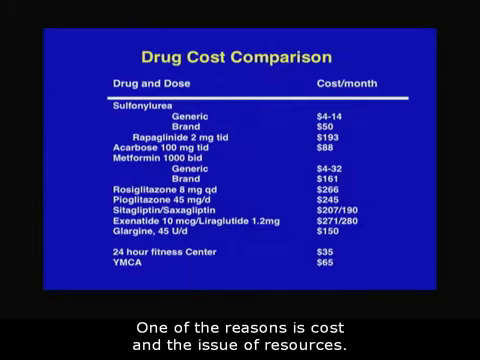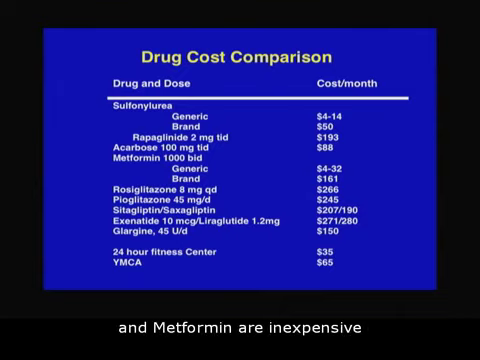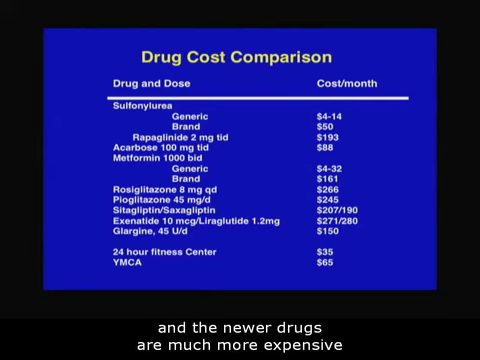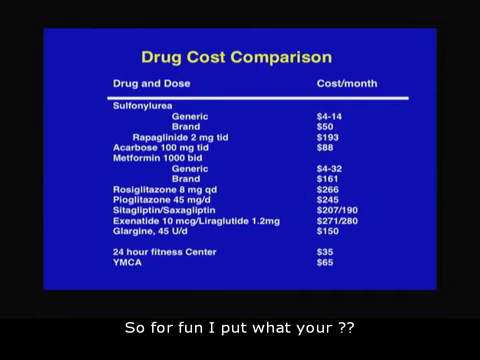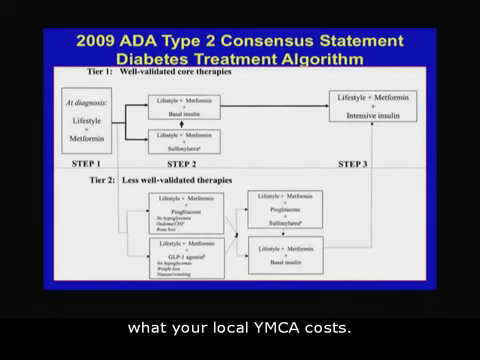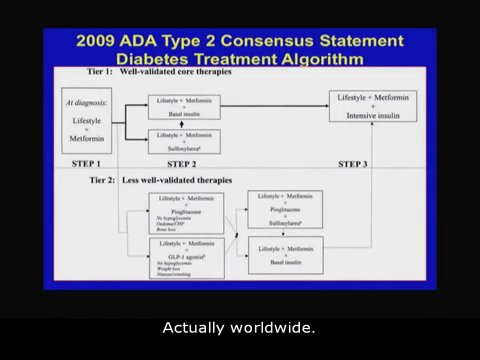And one of the reasons is cost and the issues of resources. So some of these older drugs like sulfonylureas are very inexpensive, and metformin very inexpensive, whereas some of these newer drugs you can see are much more expensive. And the newer drugs, again, much more expensive. And just for fun, I put what your local YMCA costs. So this is how it splits in the United States, actually worldwide. We have two approaches. They're both legitimate.